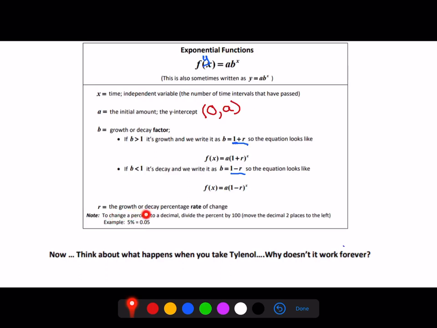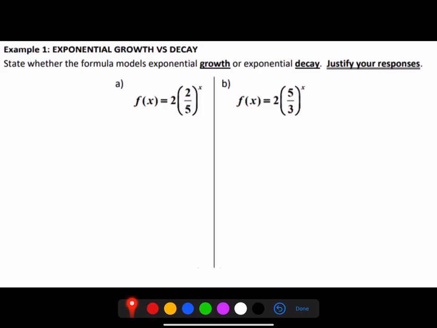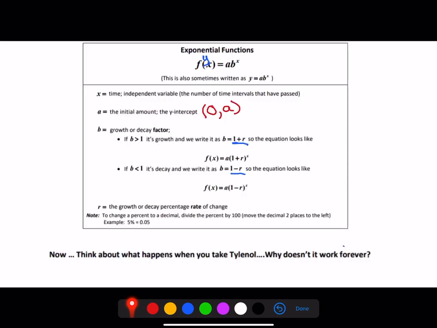R is just the growth or decay percent rate of change. So again, it's how much we're growing by in a percent, or it's how much we're decaying, how much we're decreasing by, written as a percent. So this is an important note for you guys right at the bottom here.